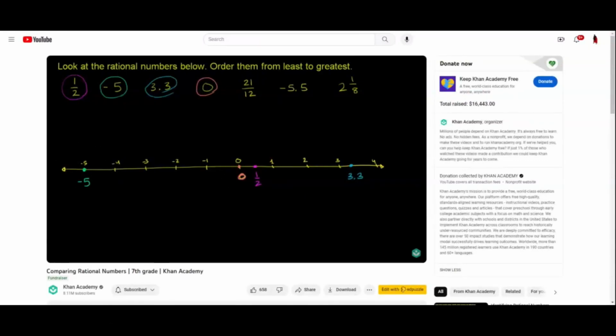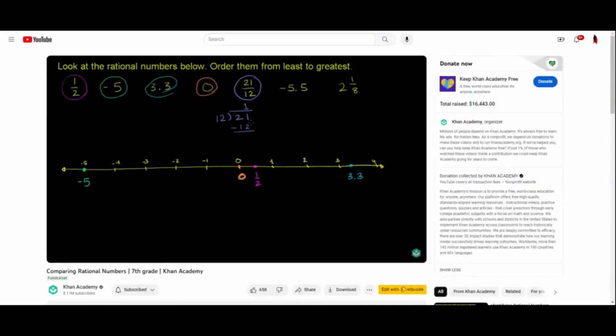It's this 0. Then we have 21 over 12, which is an improper fraction. To think about where to place it on the number line, let's change it into a mixed number. It makes it a little bit easier to visualize, at least for my brain. So 12 goes into 21. Well, it goes into it one time. 1 times 12 is 12.